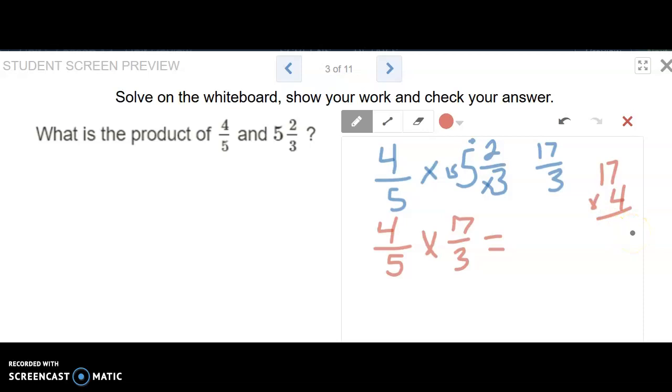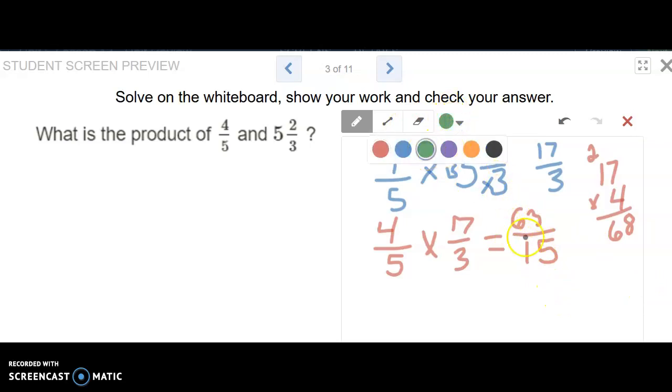All right, 7 times 4 gives me 28. 4 times 1 is 4, plus my 2 is 6, so it gives me 68 as my numerator. And 5 times 3 is 15 as my denominator. I'm not quite done. I now have this improper fraction of 68 over 15.